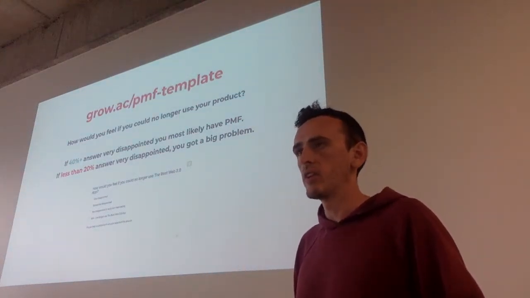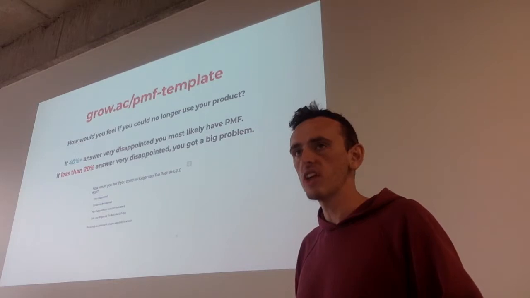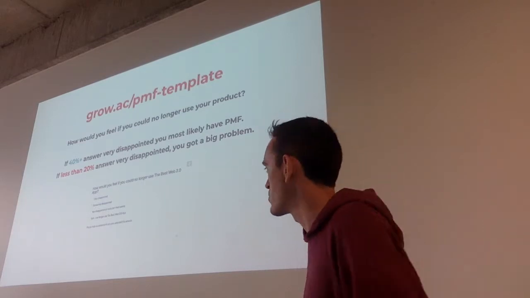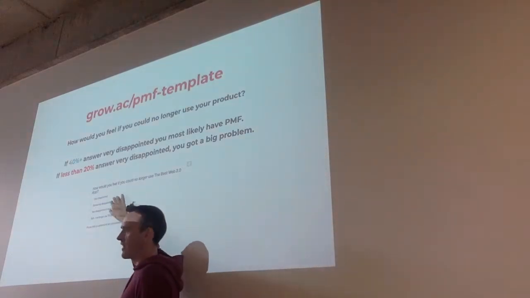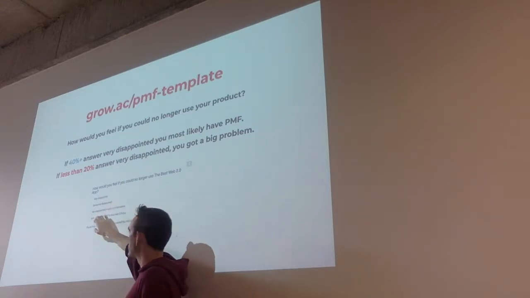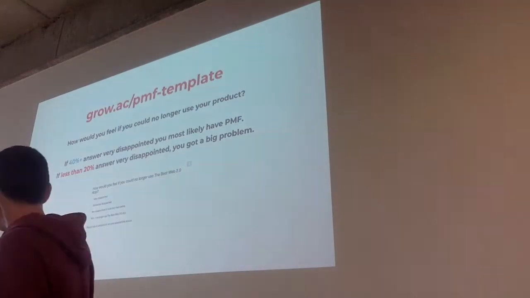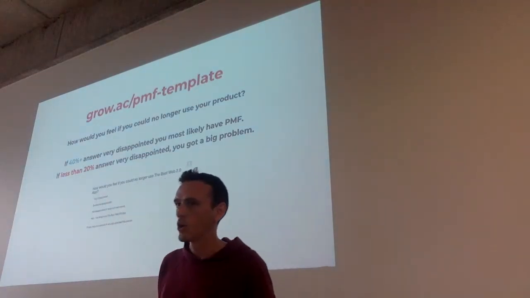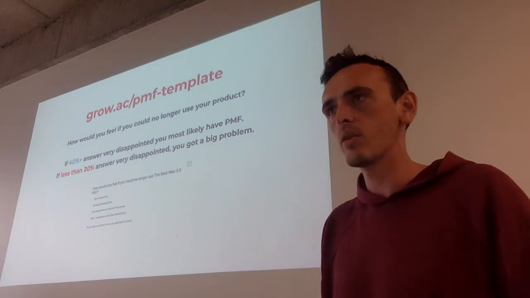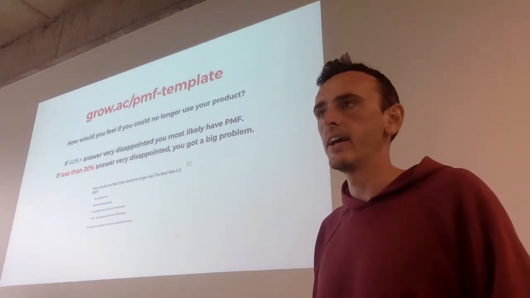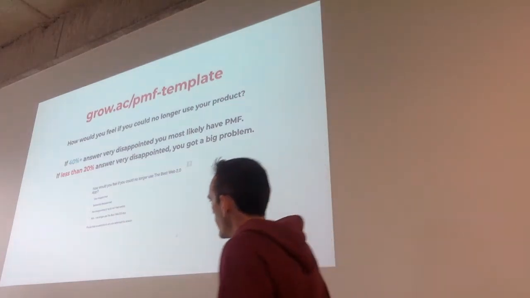So I'm also going to give you an example where people will try to negotiate that they have product market fit, which is when they have very disappointed at 20%, and then they have 70% somewhat disappointed. And then they try to negotiate product market fit. They're like, yeah, but a lot of users say somewhat disappointed. I mean, it's really close, so maybe we do have product market fit. No, it doesn't really work that way.